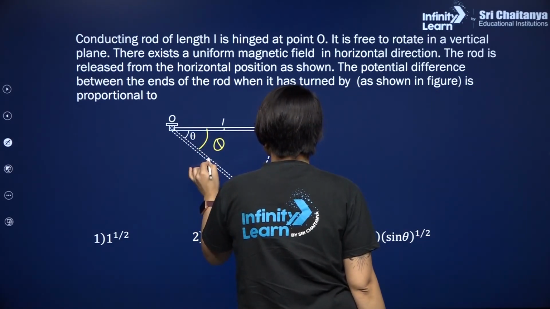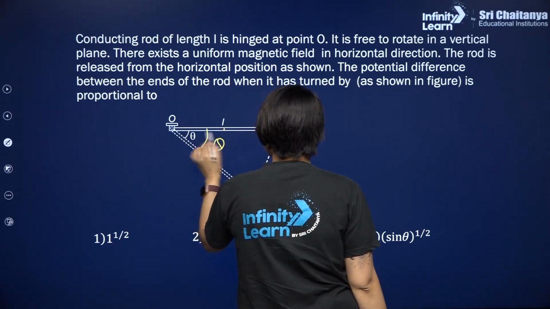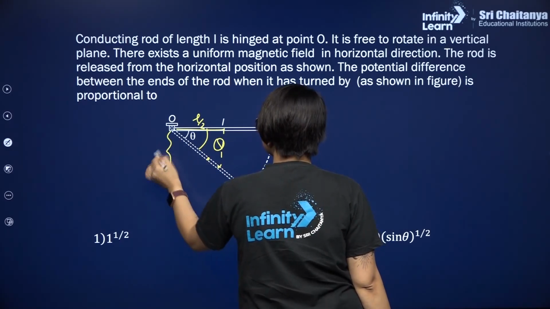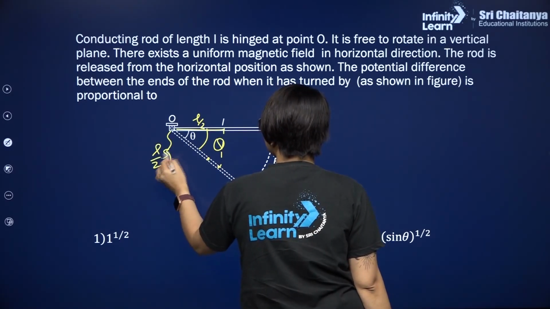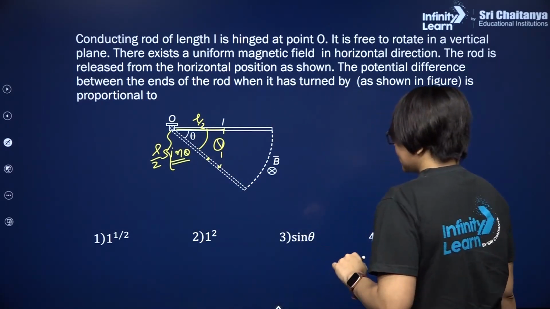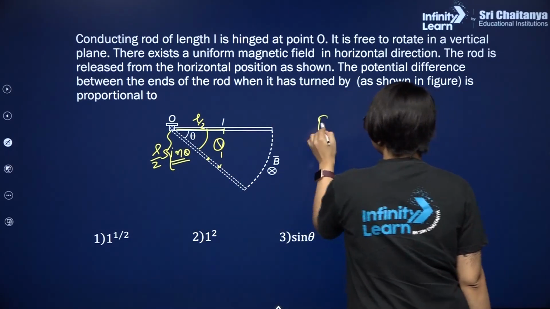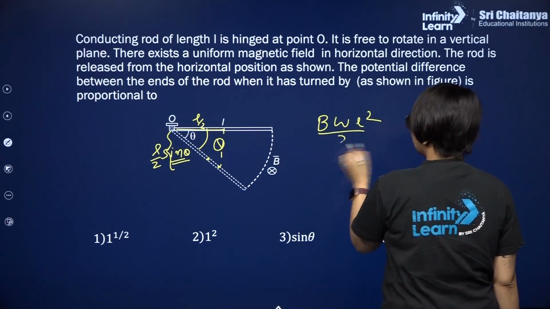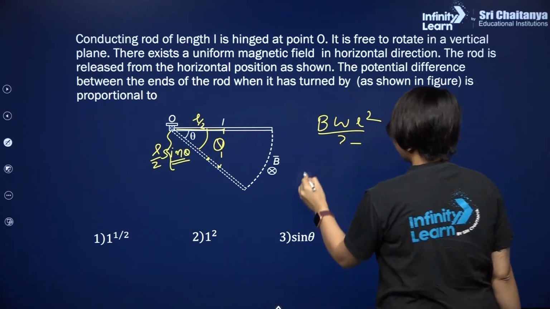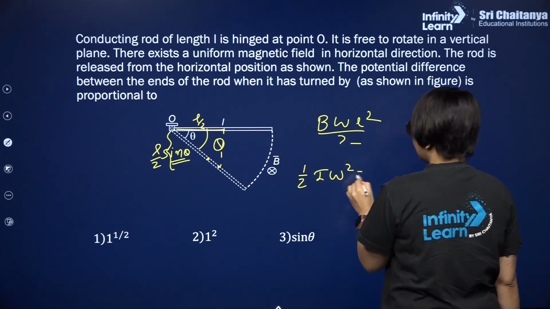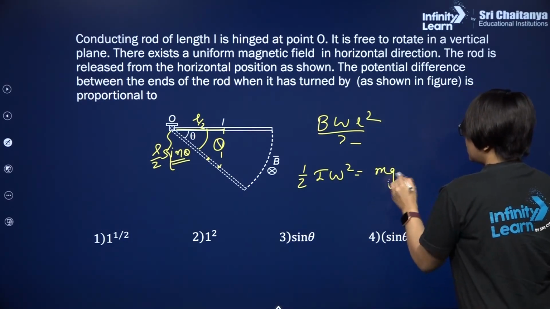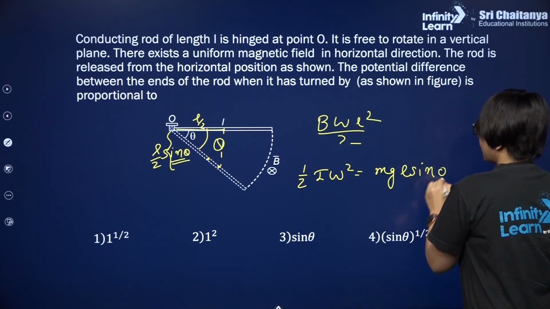So over here its center of mass will come here, right? So this is L by 2. So the drop in length is L by 2 sine theta. Drop in length of this rod is L by 2 sine theta, and potential difference is B omega L square by 2. We need to find omega first. So in this case, half I omega square, the kinetic energy gained, is equal to potential energy dropped, which is mg L sine theta by 2.